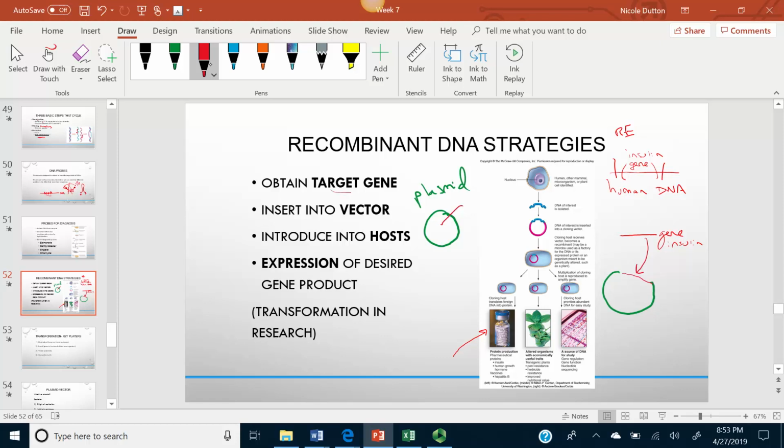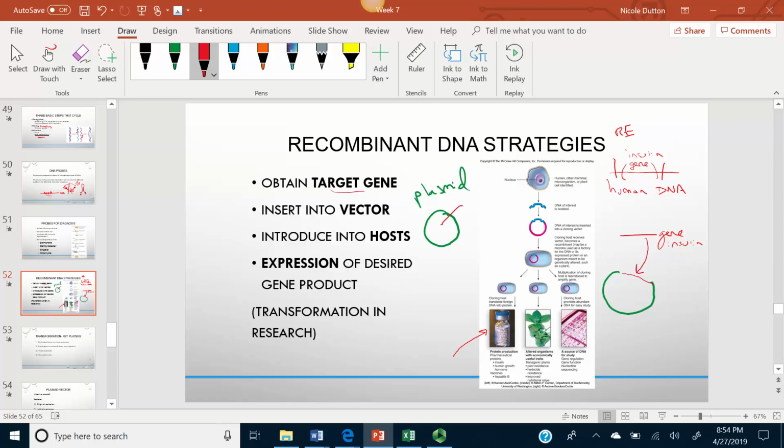So when we say we obtain the target gene, we've isolated the gene for insulin from human DNA. We insert it into a vector. Well, now we've shoved it inside of a plasmid vector. Now we have to introduce it into a host. And there's different ways to get a complete plasmid into a bacterial host cell.